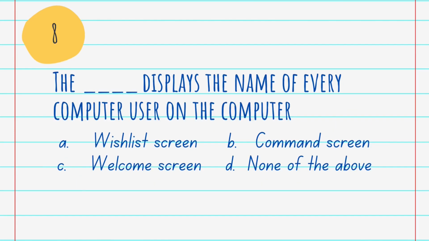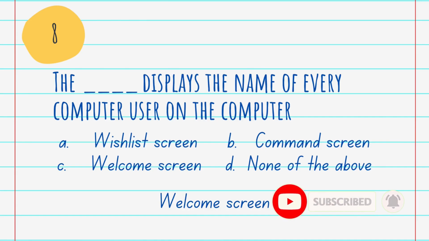Okay. Then the next question is, the blank displays the name of every computer user on the computer. A. Wishlist screen, B. Command screen, C. Welcome screen, D. None of these. And the answer is C. Welcome screen. A welcome screen is the first page people will see when they open the computer.